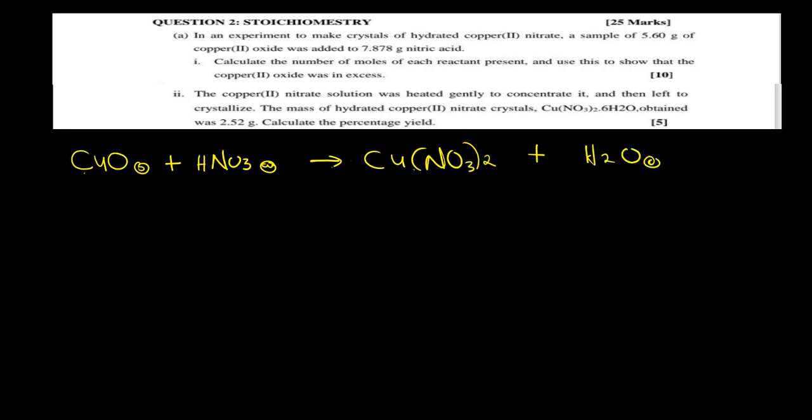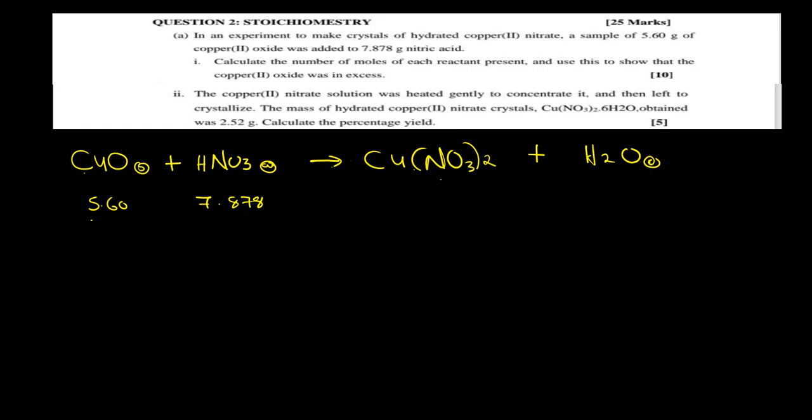Okay, so now from here we'll be able to calculate. Let's calculate the moles of each of these. We have the data of the mass of this and this. First, let's calculate the limiting reagent. How do we calculate the limiting reagent? We bring their masses there. For copper we have 57.60 grams. For nitrate we have 7.878.